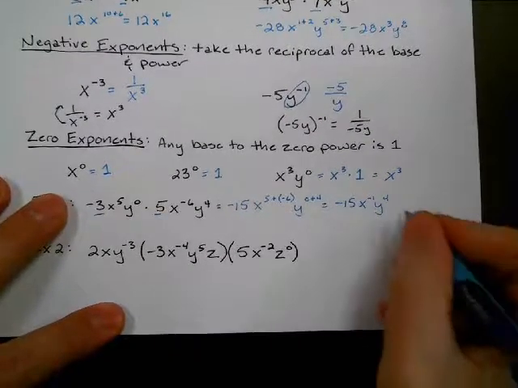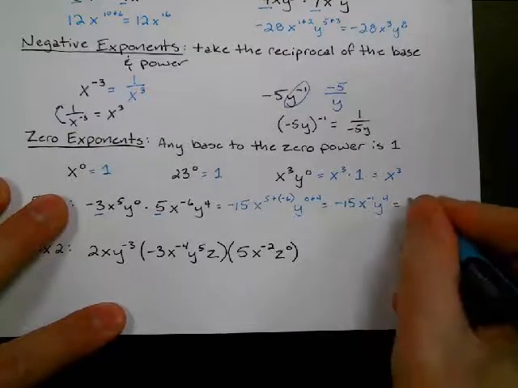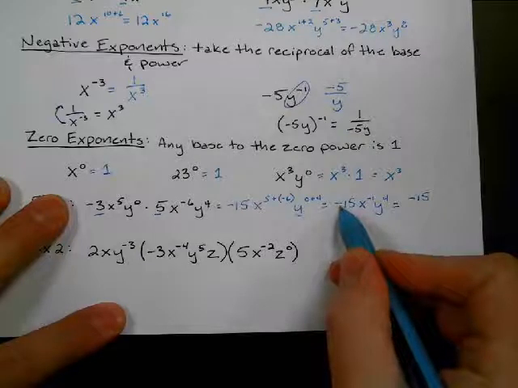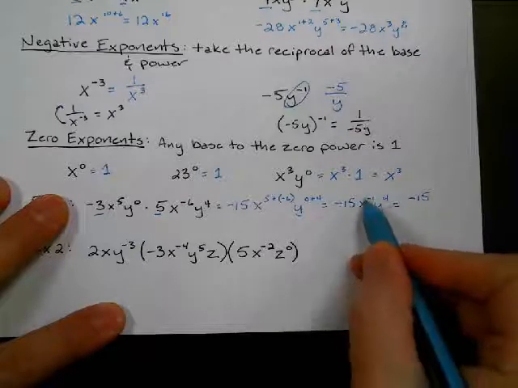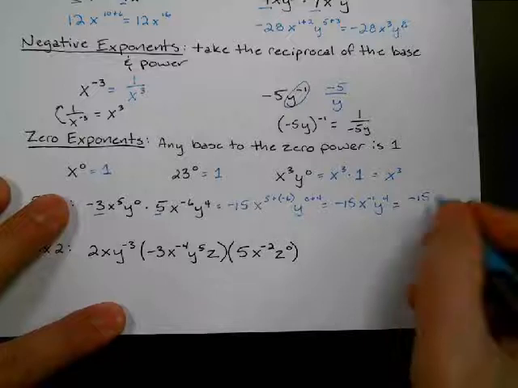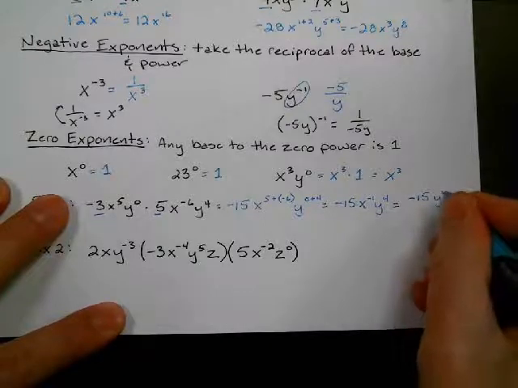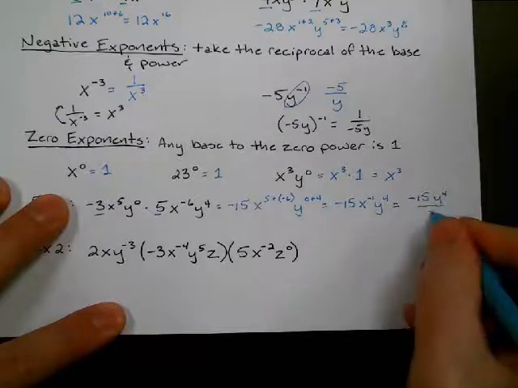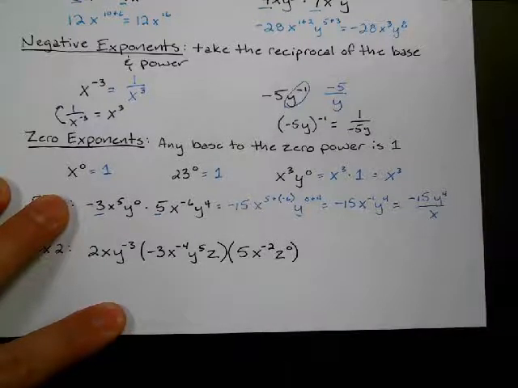So my final answer for this one would be negative 15. Remember, that's not an exponent, so that's just a negative number. It doesn't mean flip it. It's when it's an exponent that means you need to take the reciprocal. Y to the fourth, that's a positive exponent, so it belongs where it was at. And it's the x to the first that goes to the denominator because it had a negative exponent.